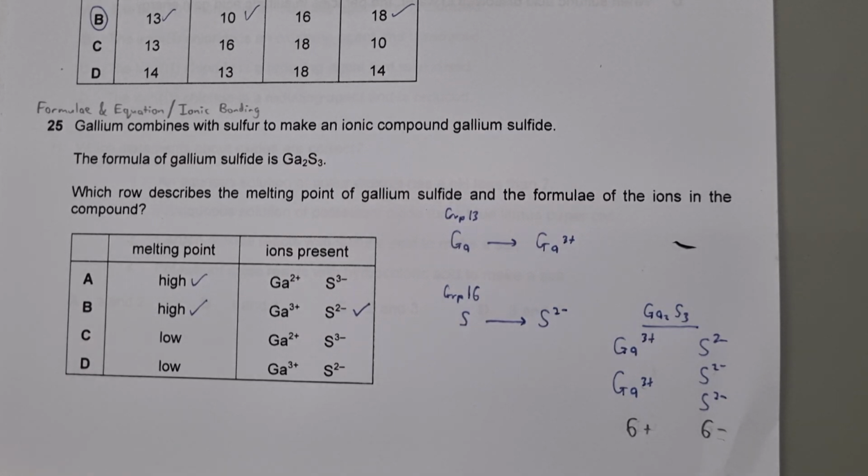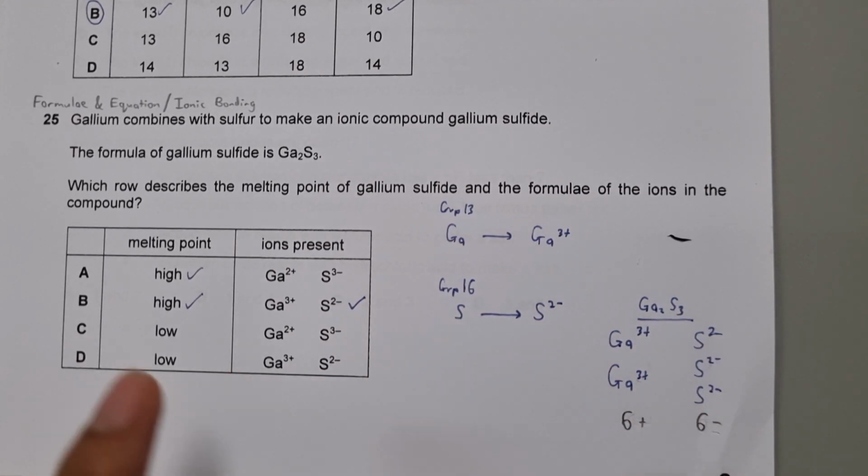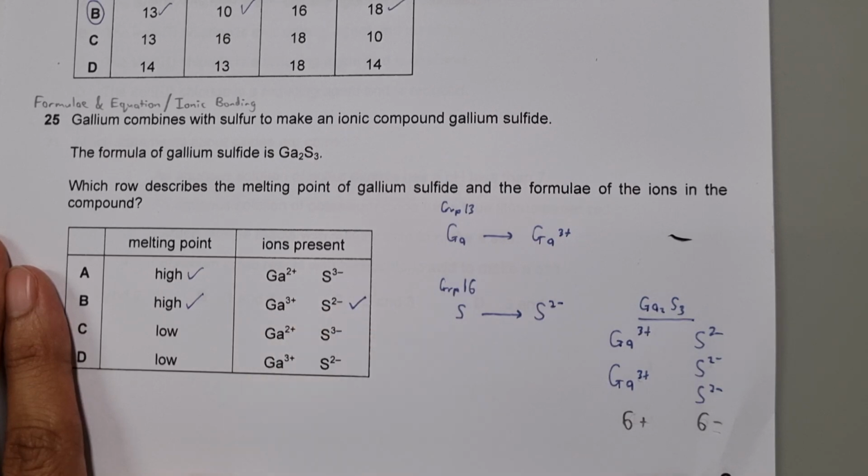Another method which I don't quite like to teach, because it can cause confusion, is your cross method. So this one, if you reverse the cross, you will get 3 plus and 2 minus.